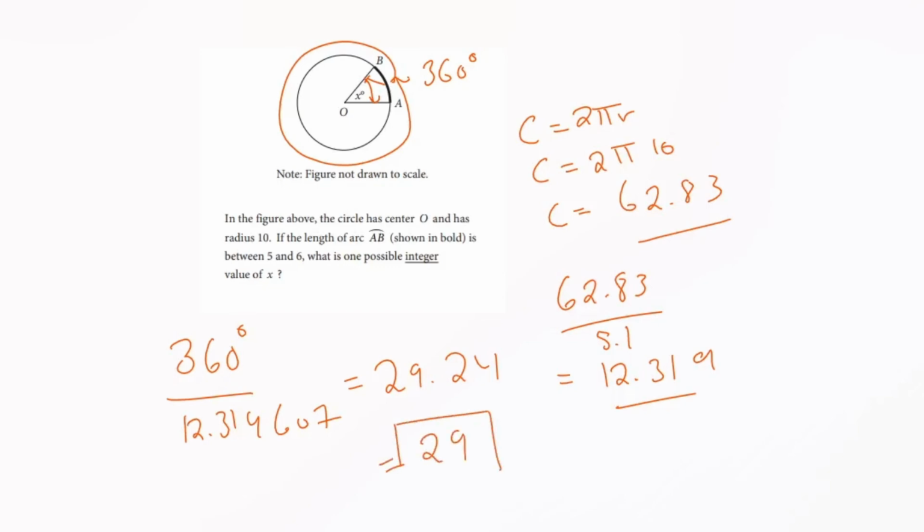All right? So we found a value. Now, you can get different values, right? You can get 29, 30, etc., depending on what number you choose between 5 and 6. So in this case, I chose 5.1, so I got 29. All right, so that's basically it to this question.